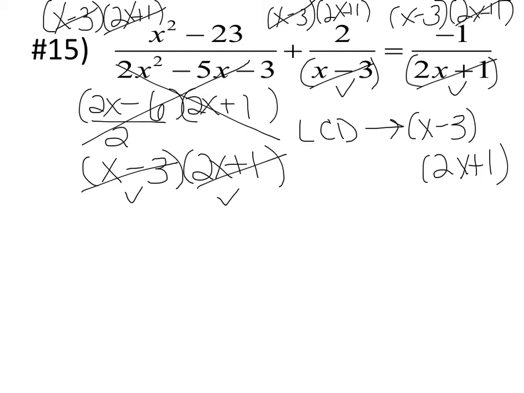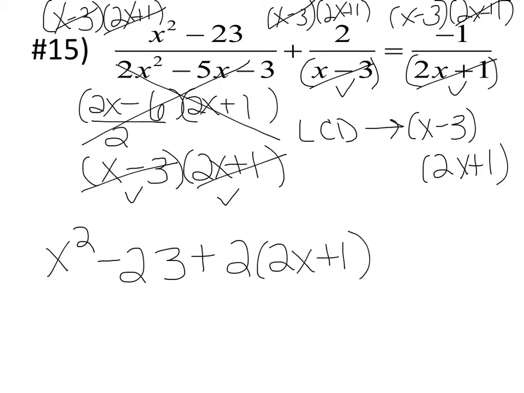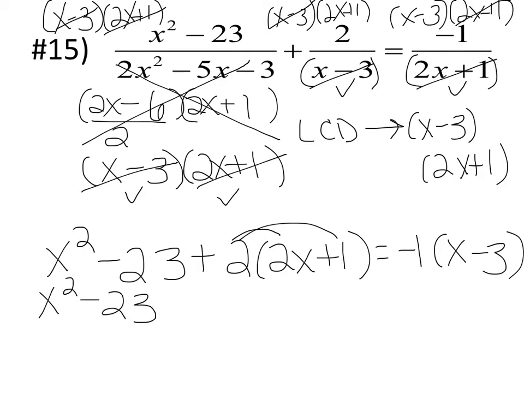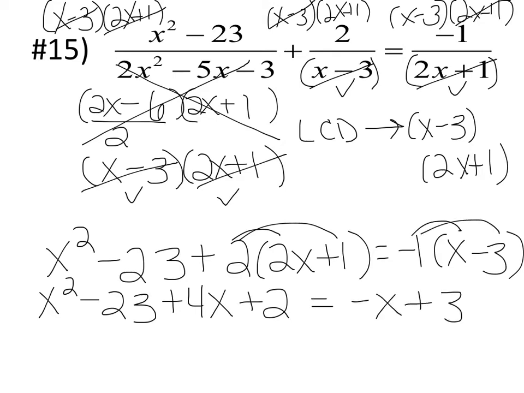So let's talk about what we've got left. We've got x squared minus 2x minus 3 plus 2 times 2x plus 1 is equal to negative 1 times x minus 3. Distribute the 2. You get x squared minus 2x minus 3 plus 4x plus 2. Distribute your negative 1: equals negative x plus 3.